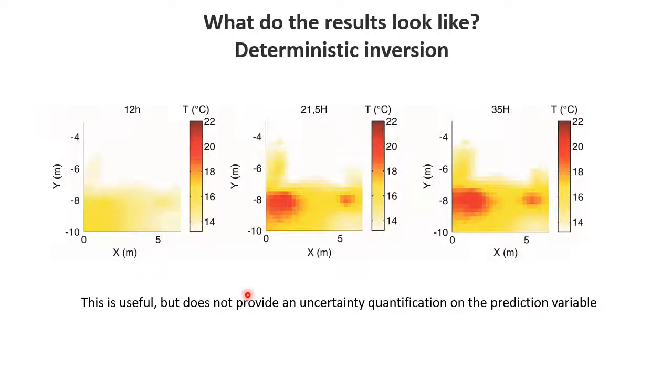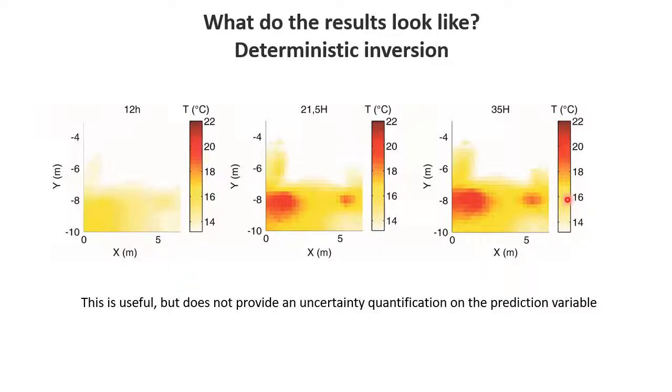If you would just do deterministic inversion, then you would get something like this. So you would see a change in temperature as we do the experiment. And so already we notice that we don't get that nice big plume that we saw before, but we get 2 plumes. And so that probably has to do with heterogeneity.